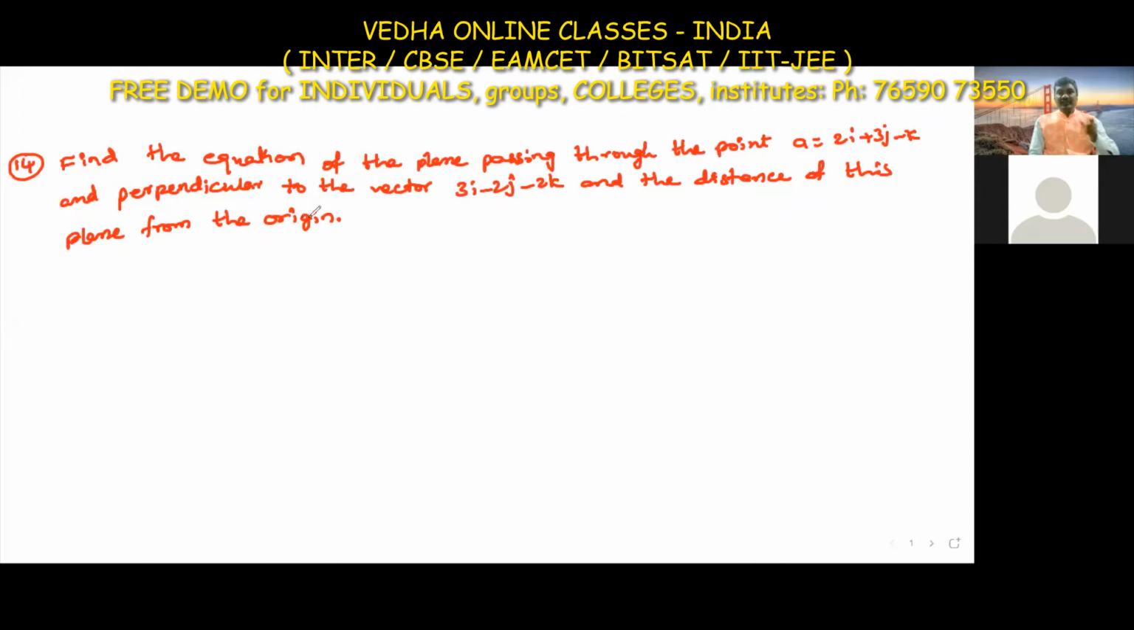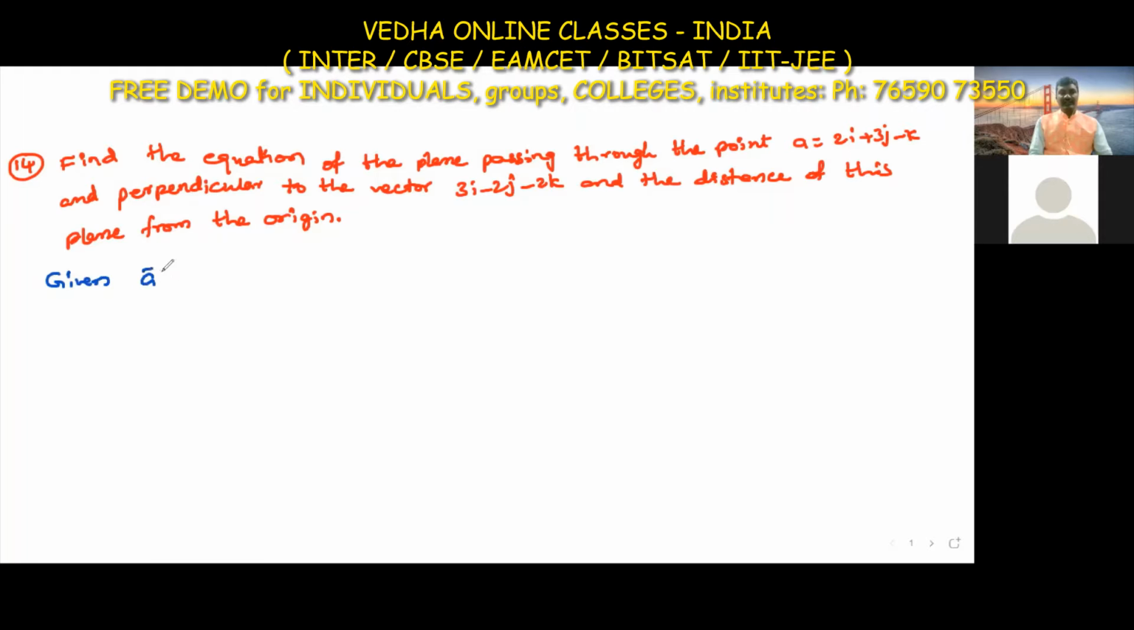Find the equation of the plane passing through the point A, which is 2i plus 3j minus k, and perpendicular to the vector 3i minus 2j minus 2k, and the distance of this plane from the origin. Okay, so what is given here? First write the given data.